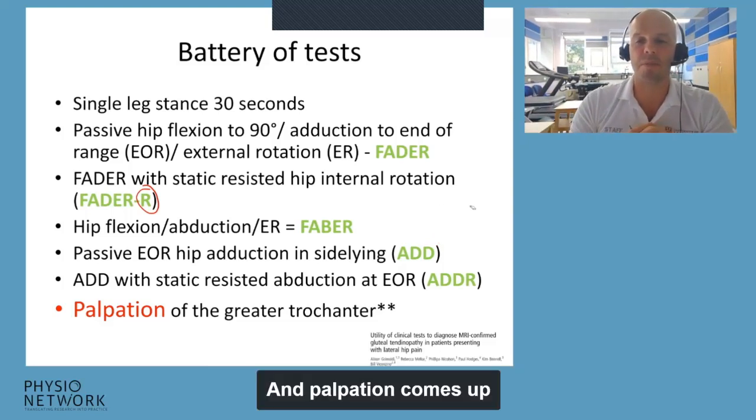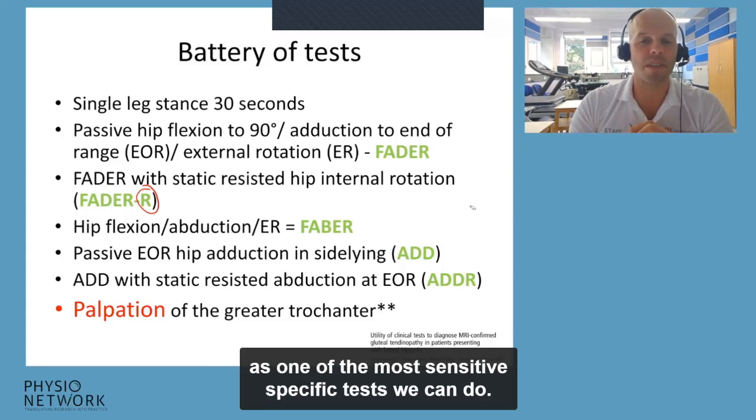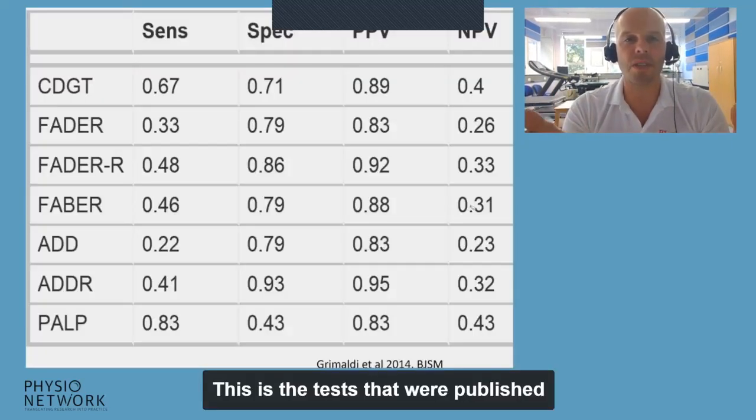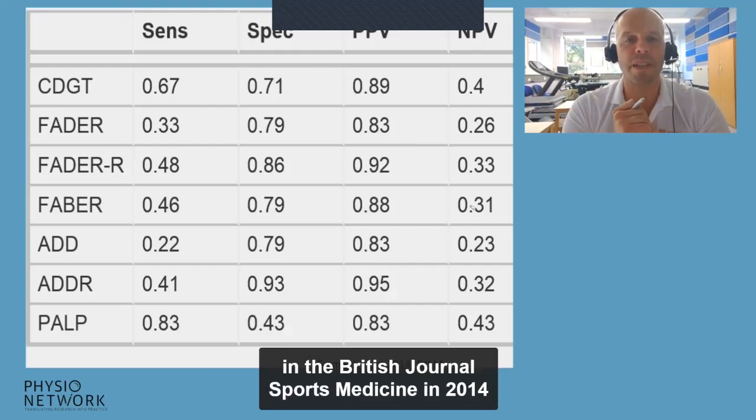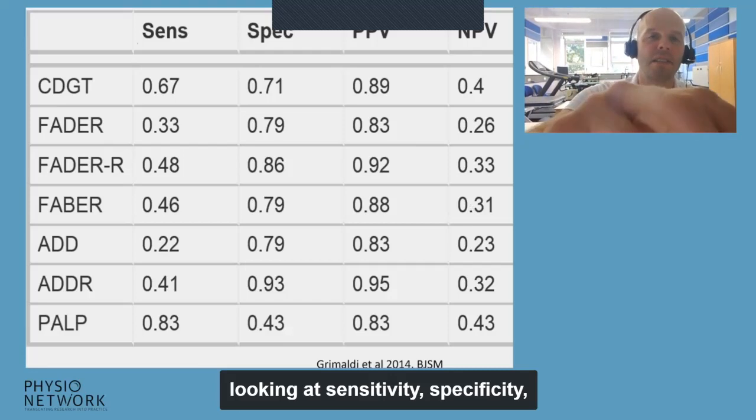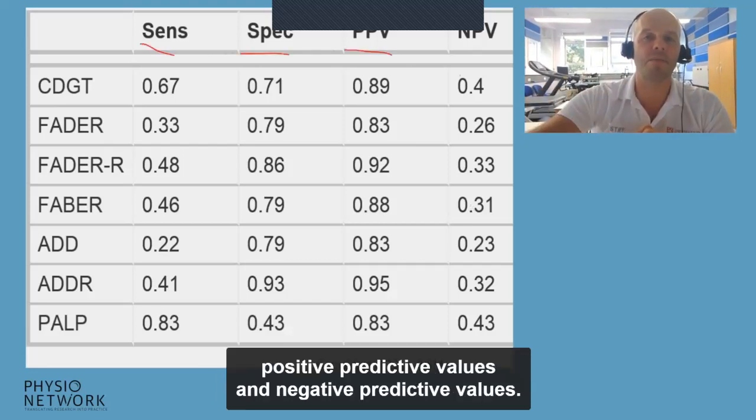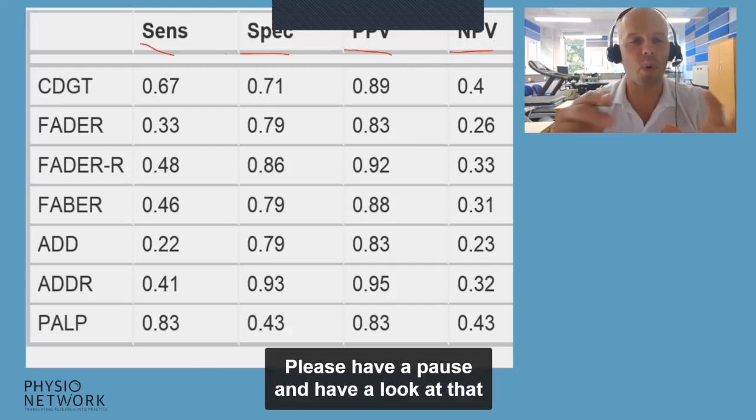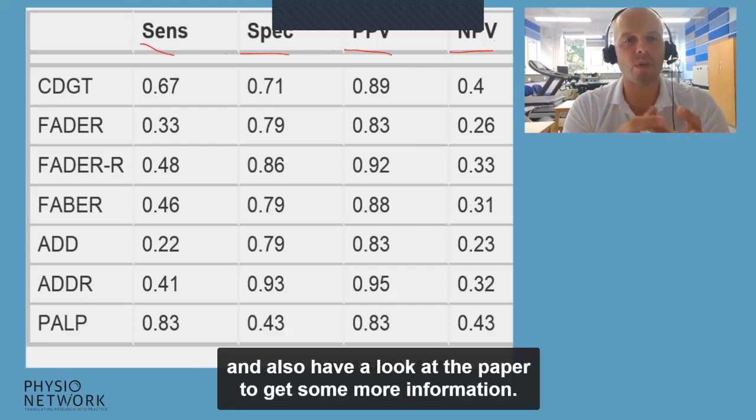And palpation comes up as one of the most sensitive, specific tests we can do. These are the tests that were published in the British Journal of Sports Medicine in 2014 by Alison Grimaldi and the rest of the group, looking at sensitivity, specificity, positive predictive values and negative predictive values. Please pause and have a look at that, and also look up the paper to get some more information.